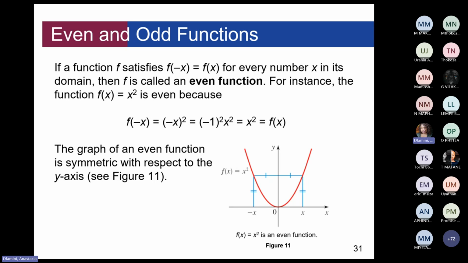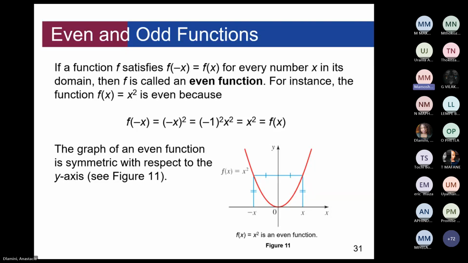If a function f satisfies f of minus x equals f of x for every number x in its domain, then it's called an even function. For instance, the function x squared, which is the parent function of a parabola: if you put a negative and simplify, that will still be f of x. So the graph of an even function is symmetric about the y-axis. Did that make sense?